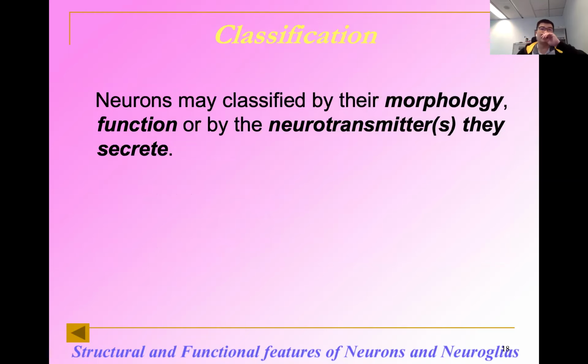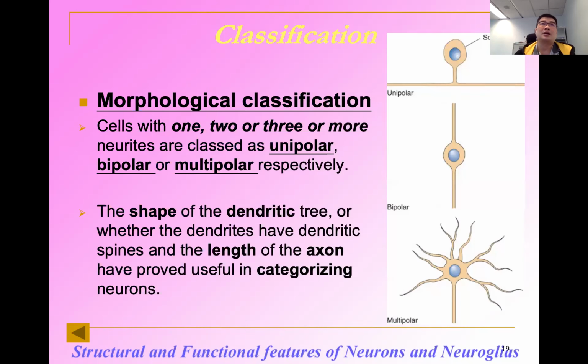Now, we always like to classify different types of cells. So we can classify neurons by their morphology, their function, or the neurotransmitters they secrete. Each classification will have its own advantages and disadvantages, so we'll just look at how that works. For example, we can classify by morphology, so one, two, or more processes.